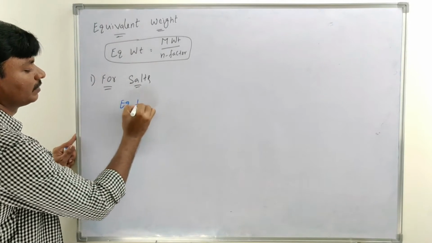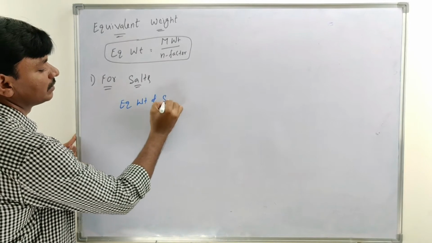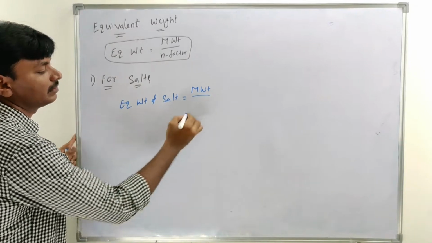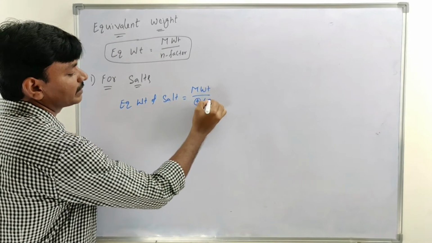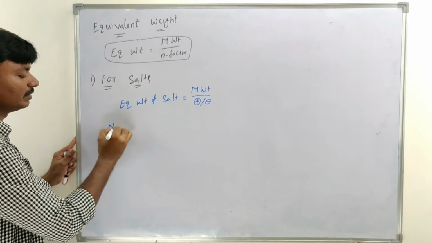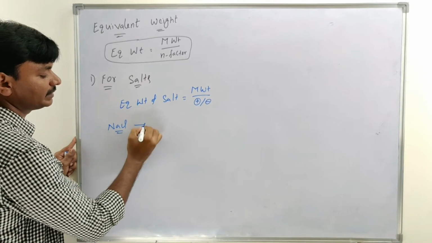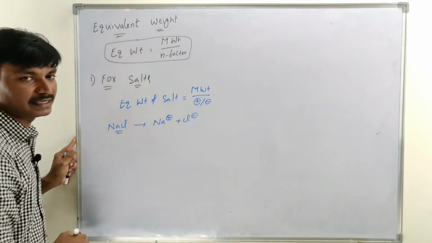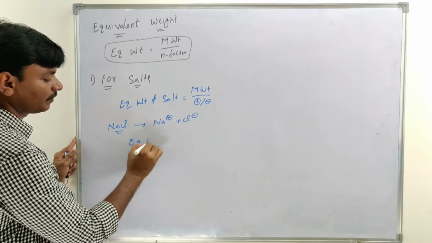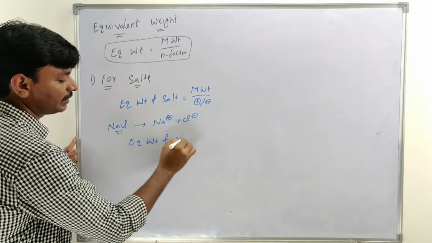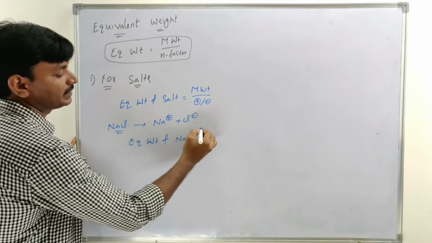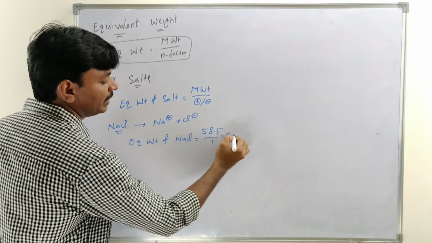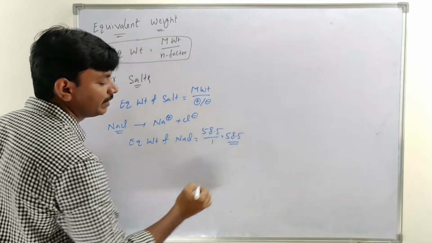The equivalent weight of a given salt equals the molecular weight of the given salt divided by the charge of cations or anions. Example, NaCl. NaCl upon decomposition produces Na+ and Cl minus ions. The equivalent weight of NaCl equals the molecular weight of NaCl, 58.5, divided by 1. Finally, the equivalent weight of NaCl equals 58.5.